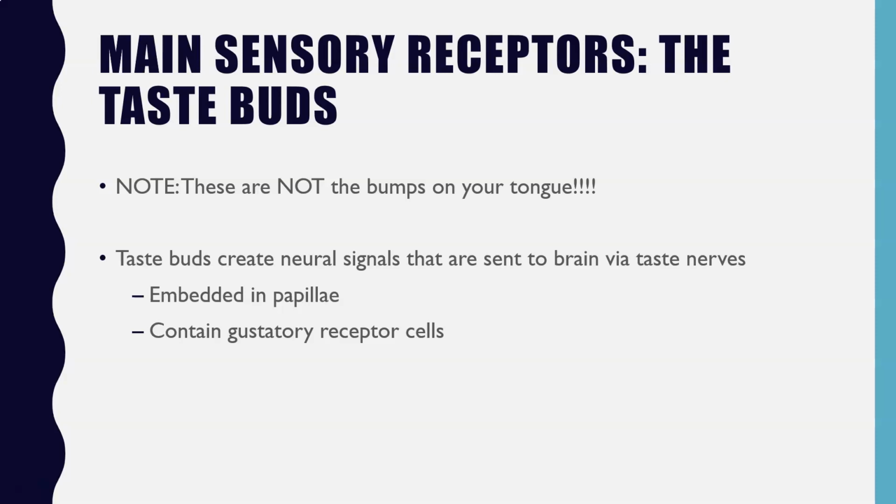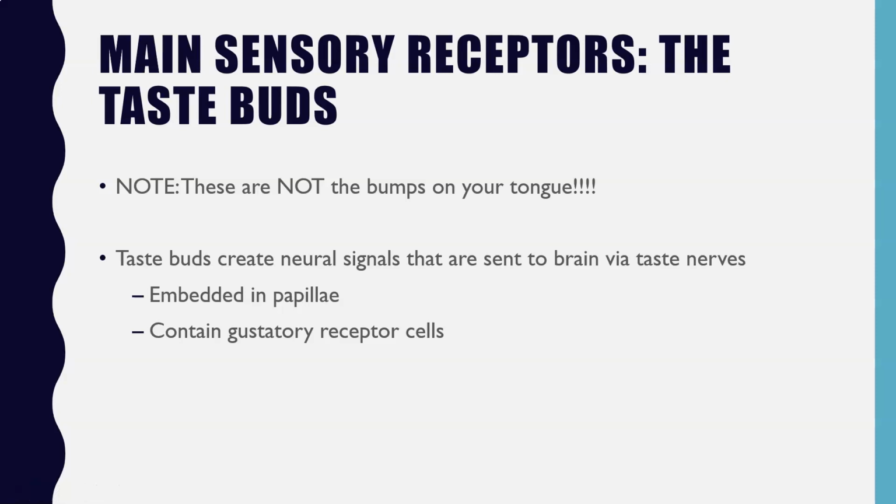So our main sensory receptors are the taste buds. Now, when I was growing up, I thought, and if you take a look at your tongue right now, you'll see that it is covered in a variety of different bumps. Those bumps are not taste buds. Taste buds are actually located inside of those bumps. So taste buds basically will create neural signals, so they'll engage in that process of transduction that will be sent to the brain via those taste nerves that I showed you.